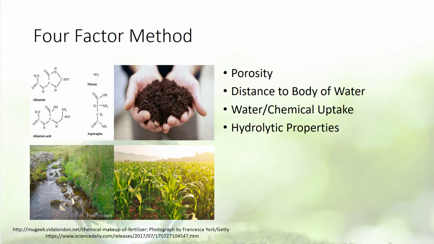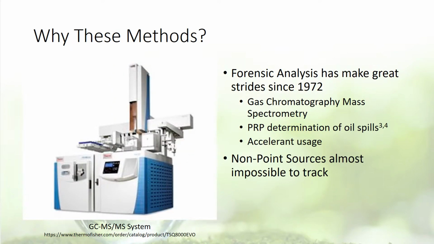The four-factor method examines porosity of the soil, distance to the nearest body of water, including underground aquifers, the crop type, and the hydrolytic properties of the pesticide, or to what extent it dissolves in water. Why these methods? Forensic analysis has greatly changed since 1972. However, it still remains that non-point sources are almost impossible to track. These methods observe the properties without the expensive use of gas chromatography mass spectrometry.